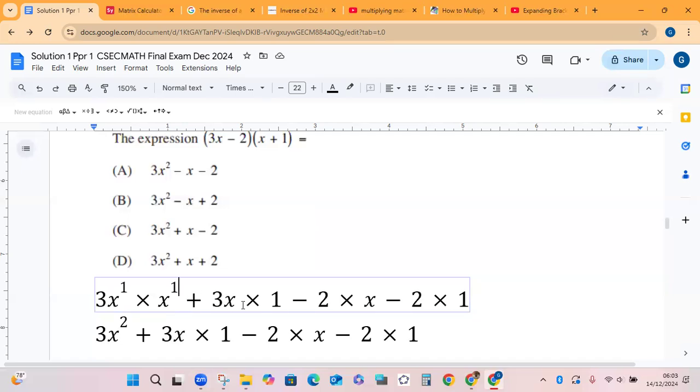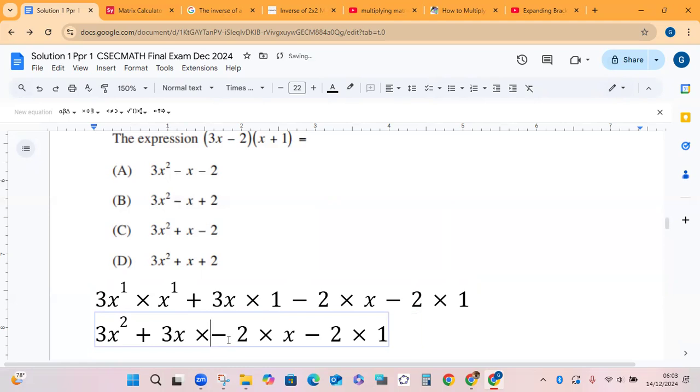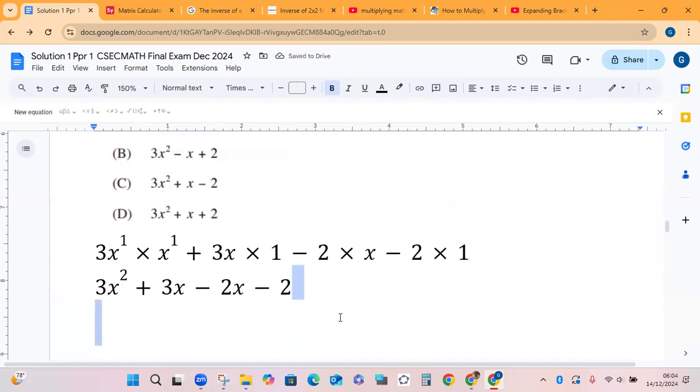Now, 3x times 1 will give you 3x. And that's what you will write in the exam. You don't write 3x times x, you write 3x squared. 3x times 1, you don't write it down, you just write 3x. You write the answer in your mind. Negative 2 times x is negative 2x. That's what you write down. And negative 2 times 1 is a negative 2. And then now you simplify.